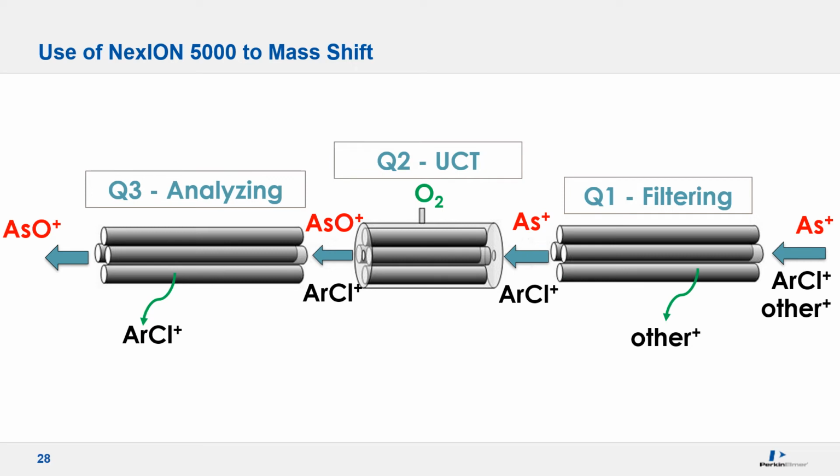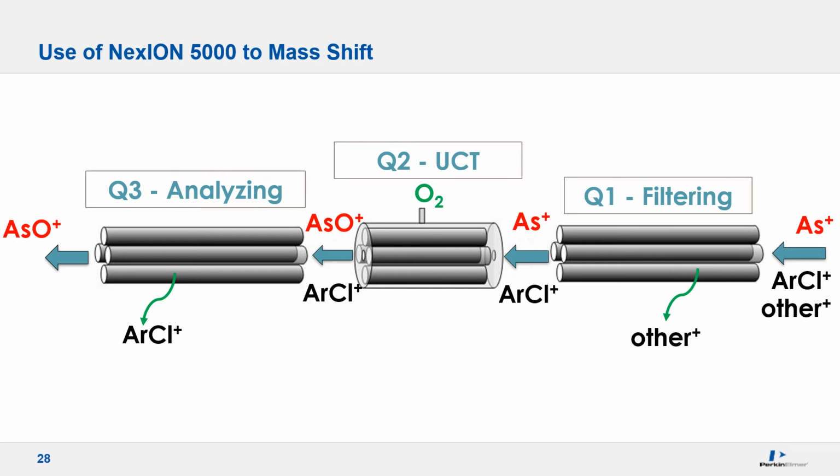They then enter the reaction cell, where the arsenic is reacted with oxygen to form arsenic oxide, while the argon chloride is not affected. The arsenic oxide is now at a higher mass and is passed through the second quadrupole, while the argon chloride is rejected. The arsenic oxide is now free from any background and the detection limit is lowered considerably.